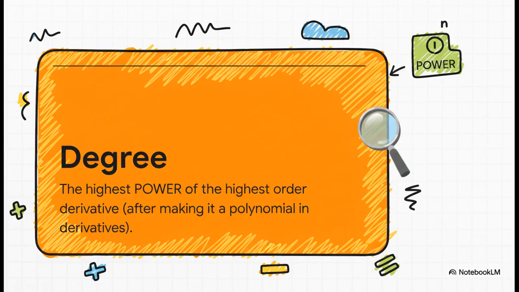Next up is degree. The rule for degree is also very easy, but there's one small catch you must remember. You only look at the highest order derivative you just found, the big boss. The degree is just the power of that one term. You have to completely ignore the powers of all the other smaller derivatives.